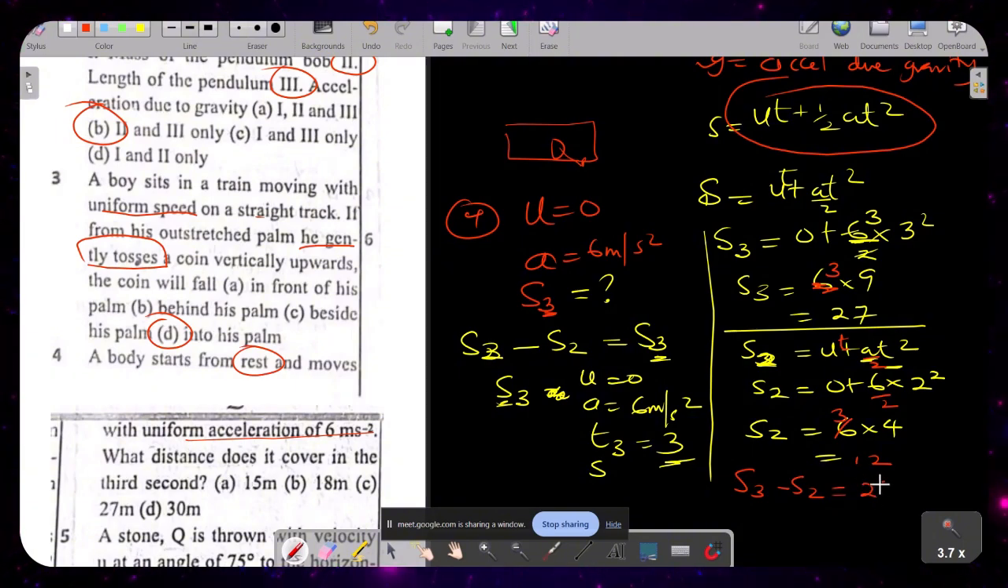For you to get the distance in the third second, you say S3 minus S2, which equals 27 minus 12. So 27 minus 12 will automatically give me 15. So that's the answer. The answer is 15 meters. That is how to solve that question.